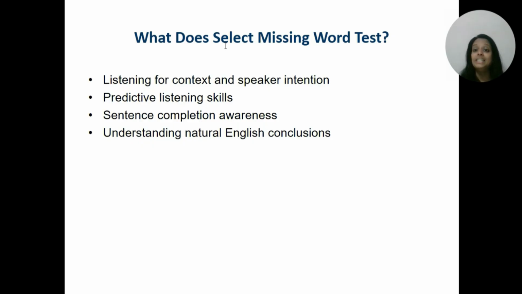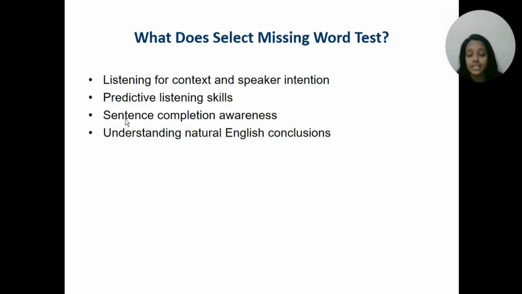So this task mainly tests listening for context. That means you must understand the topic, the speaker's intention, emotional tone, and of course, logical flow. And then predictive listening skills. Native speakers usually predict endings while listening, right? For example, if someone says, "Due to severe weather conditions, all flights have been," and it ends with an empty place, your brain automatically predicts "cancelled." That prediction skill matters enormously here because that's a collocation that you usually use.